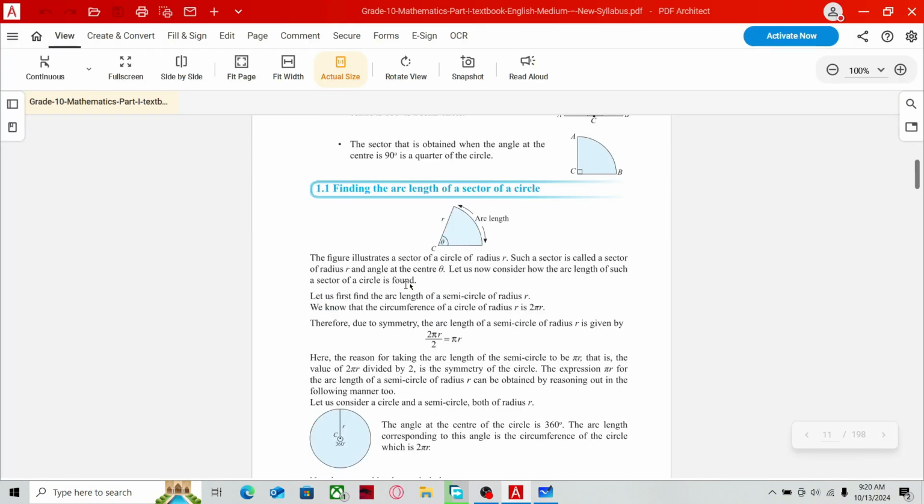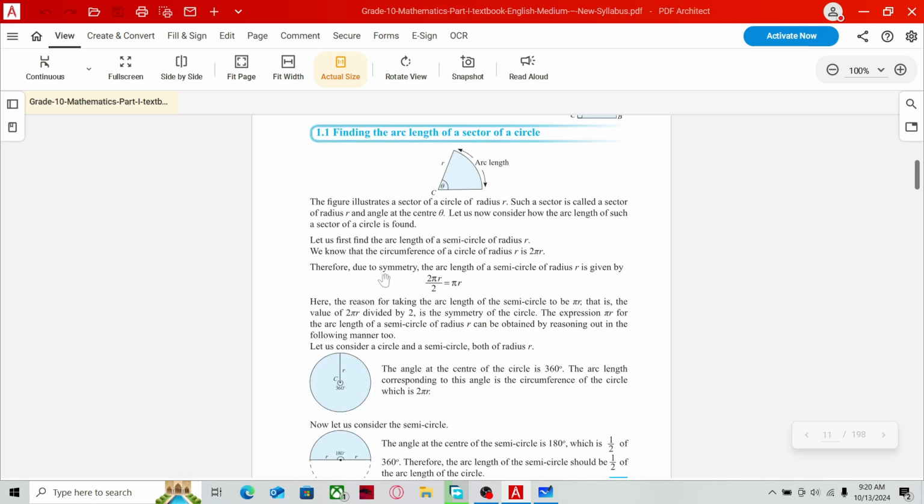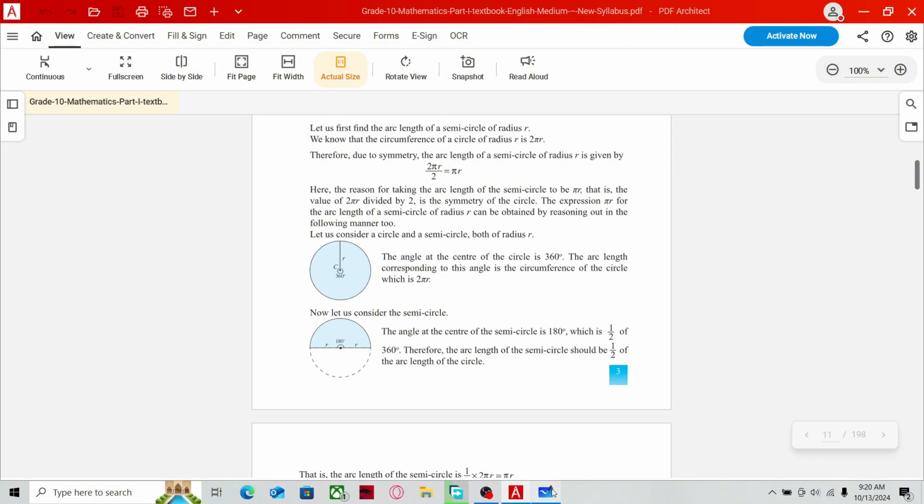Now we are going to do the arc length. How do you find the arc length of a sector of a circle? I'm not going to read all of these because I can just directly teach you the formula. You don't need all of this. Now suppose I'll take an example. I took this part of this full circle right here. So now we all know the perimeter of a circle. What's the perimeter of a circle? It's 2 times pi times r. I don't have the pi symbol, so I'll just put pi.